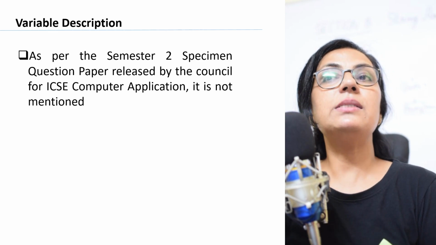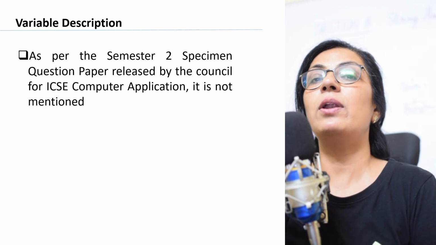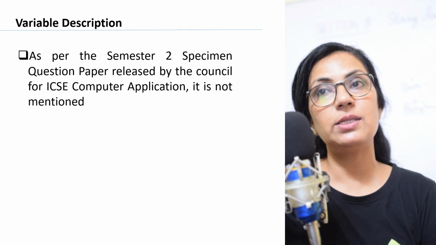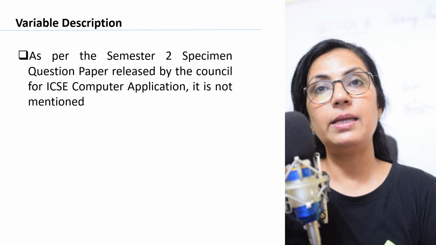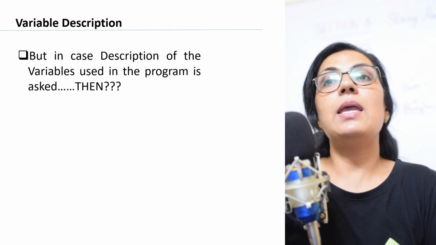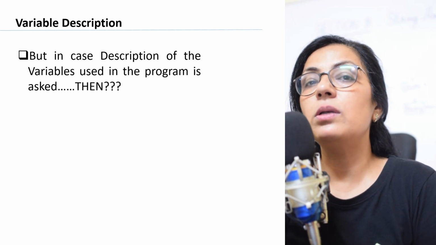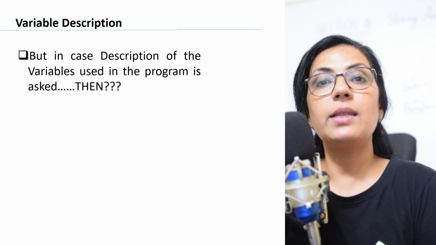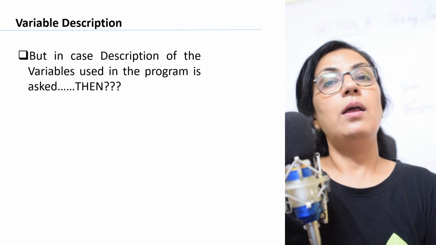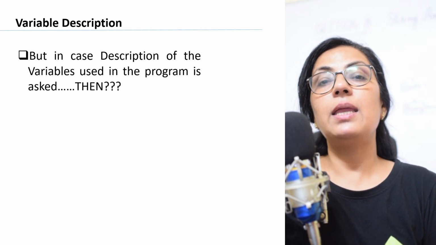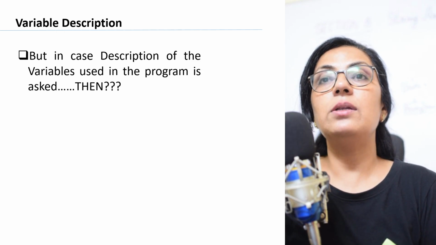Now, as per the Semester 2 specimen question paper released by the Council for the ICSE Computer Applications subject, it is not mentioned in that question paper, right? But in case they ask for the variable descriptions used in the program, then what? Because we can't say at the time of examination that it was not there, so I can't write. That time we can't say anything, and whatever is there in the question paper we have to do, right, children?